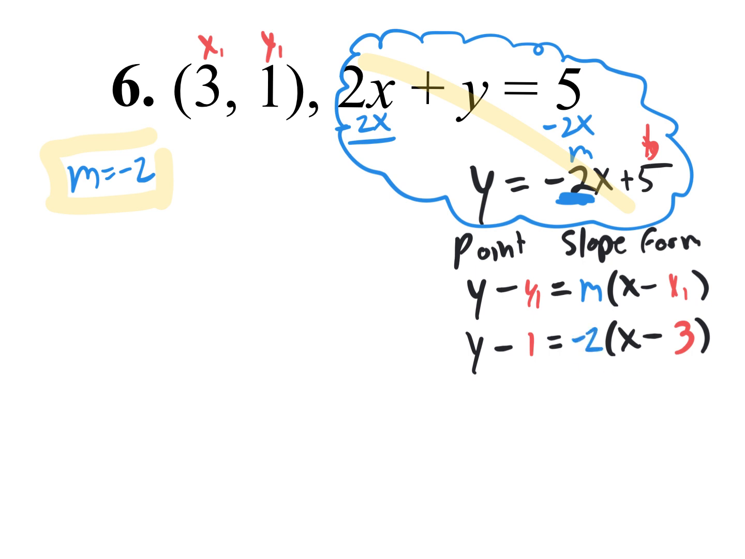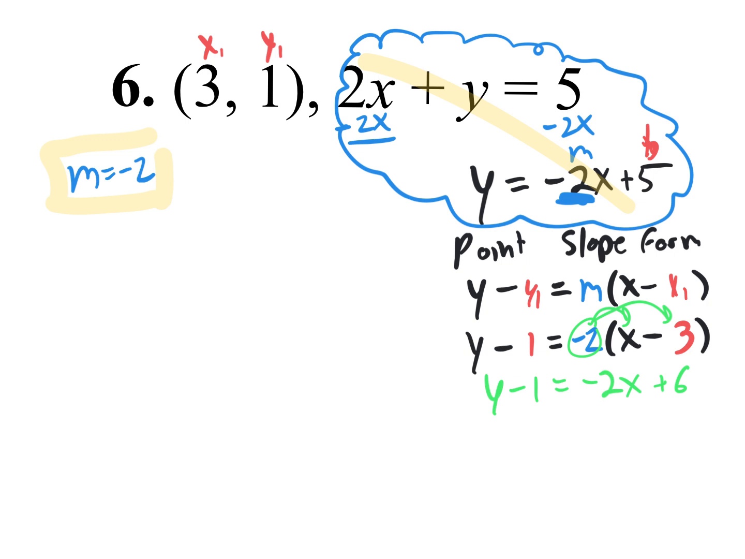And now at this point, because the instructions say write it in slope-intercept form, y equals mx plus b, you're going to have to get rid of the parentheses by distributing that number, and then you'd have to get y by itself at the very end. So let's distribute first. We're going to go -2 times x, that's -2x. -2 times -3, that's +6. Bring down the equal sign, bring down y minus 1.